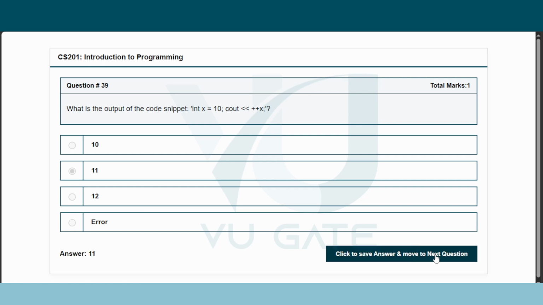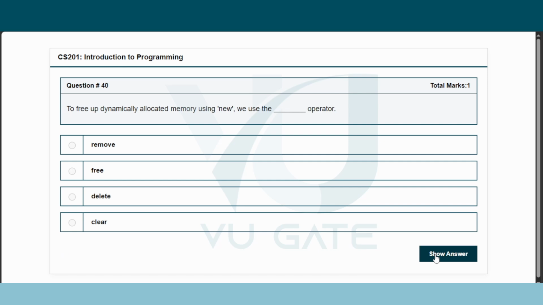Finally, question 40. To free up dynamically allocated memory using new, we use the blank operator. The correct answer is delete. That is all for this quiz.